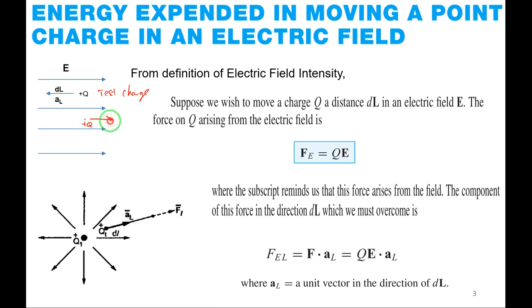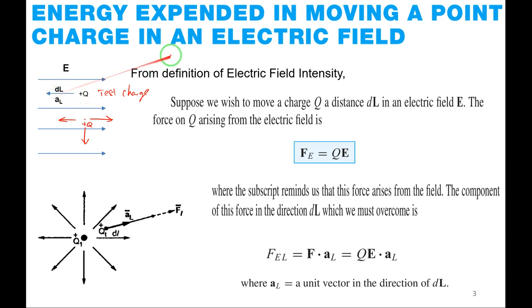This test charge Q can be moved in the direction of the field, or against the field, or perpendicular to the field. There are three cases, we'll see them. We have considered the plus test charge plus Q, and I want to move it against the field through a small distance dl in the direction of the unit vector al. So this is a small distance dl, a differential length. Let me see what is the amount of energy spent, or the work done. Work done and energy spent are correlated, that we'll see.